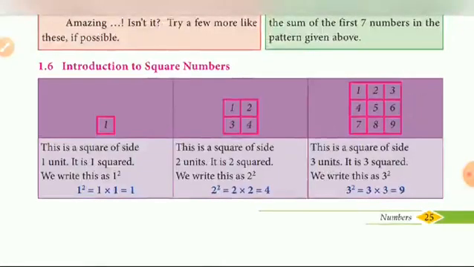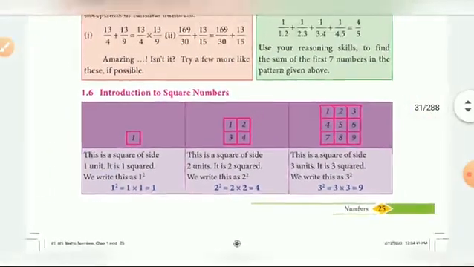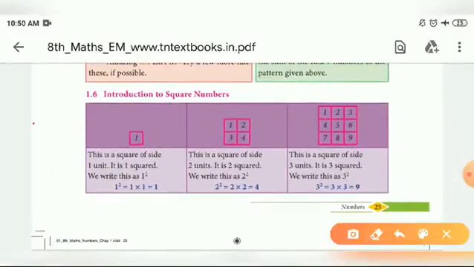Hello students, in this class we start with the new topic, square numbers. First of all, the first one is introduction to square number. Okay, just listen. First you take one square. A square has four equal sides. How to find the area of the square? Just multiply the length of the side into side.